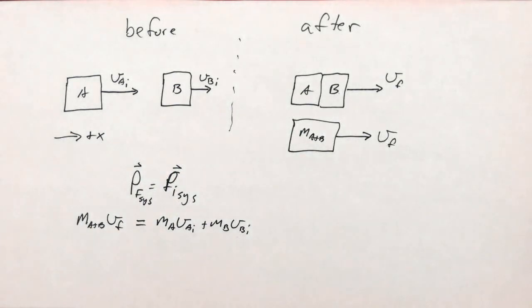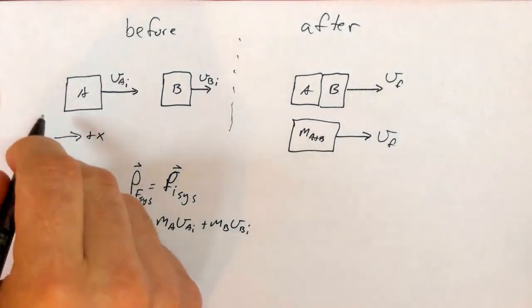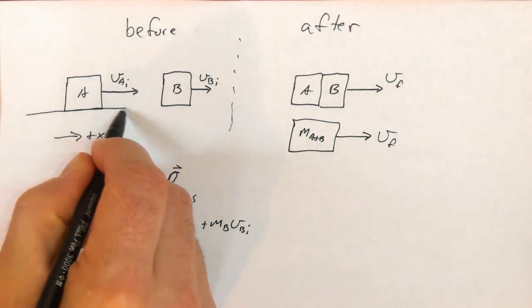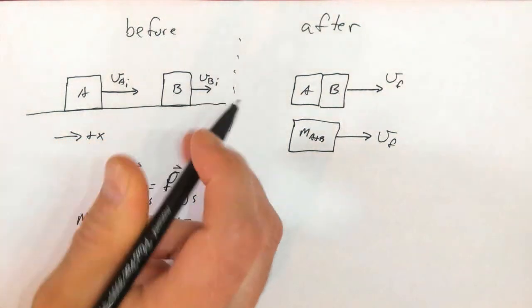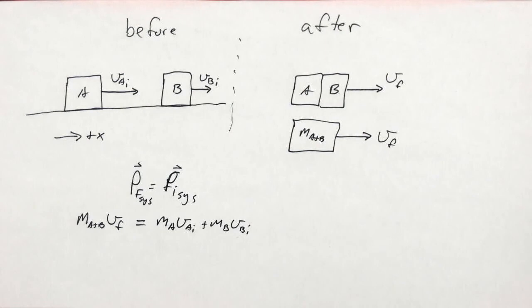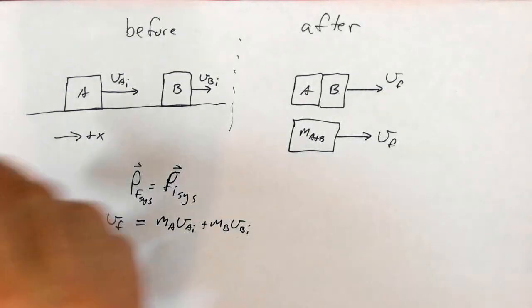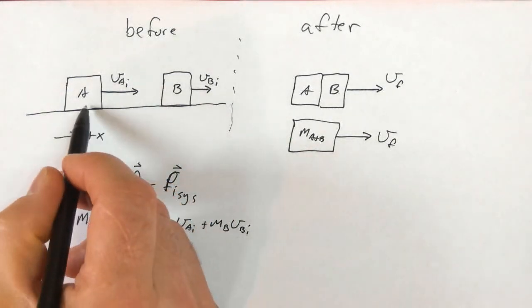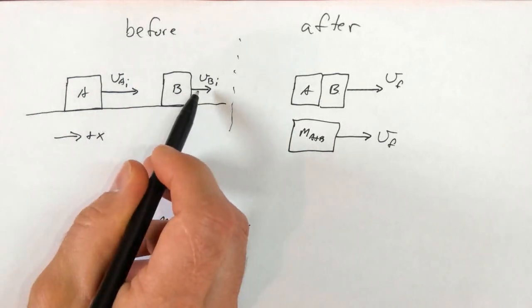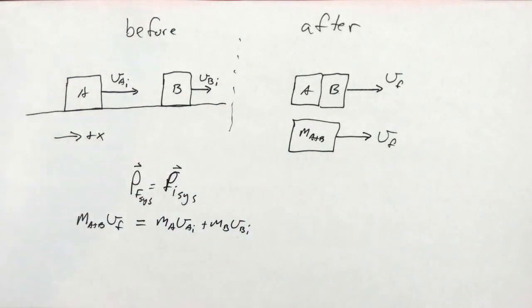Now I want to point out one little thing here. What if these boxes were sliding on a surface? Let's say that surface had some friction, so it was not a frictionless surface. Well, as these are sliding, when they're far apart, this will slow down and this will slow down. So the question is, could I still apply this?